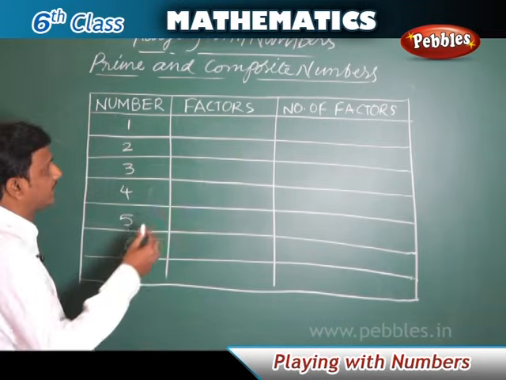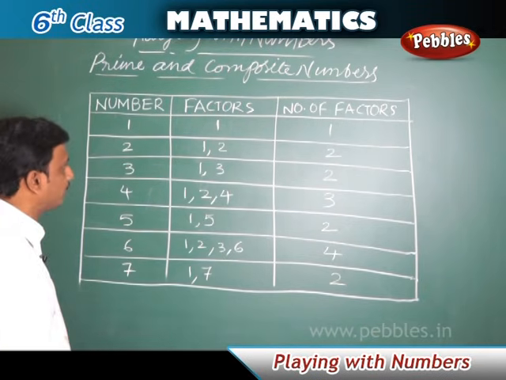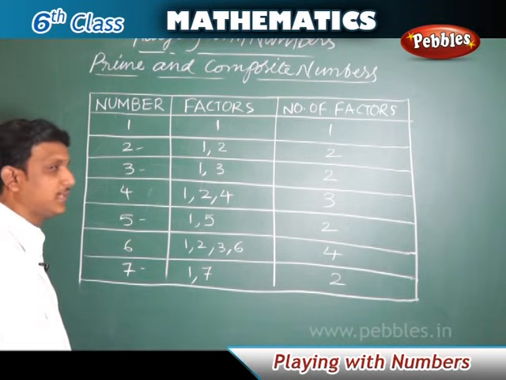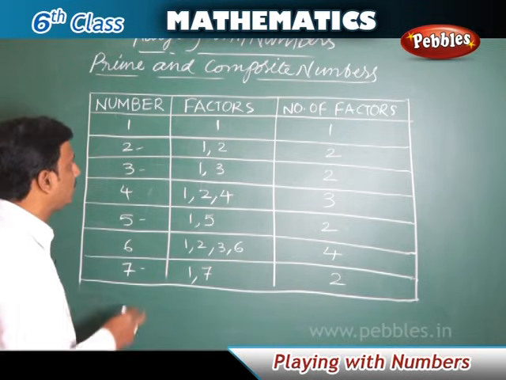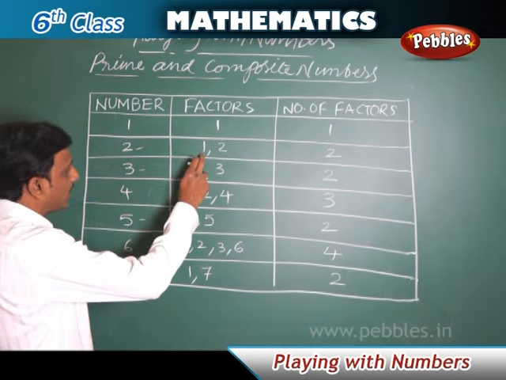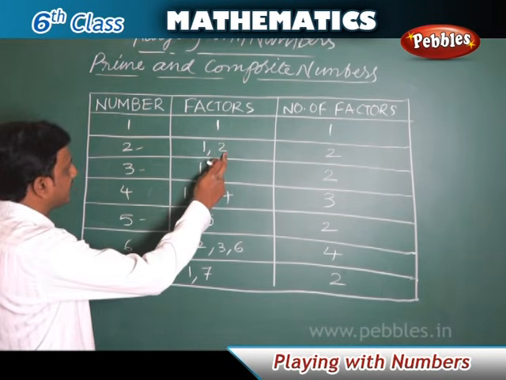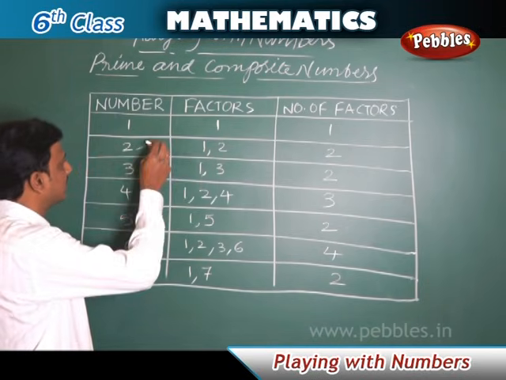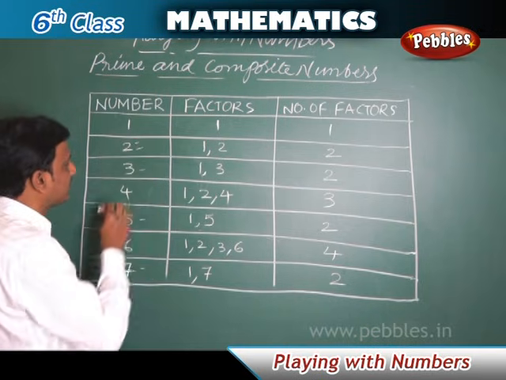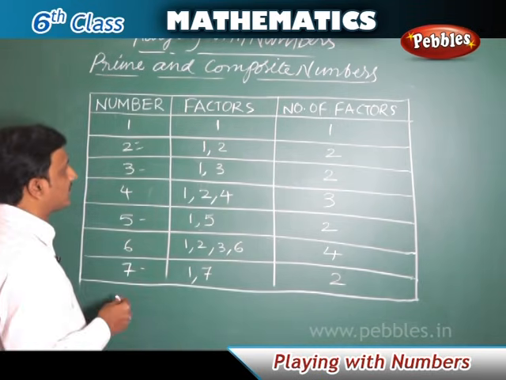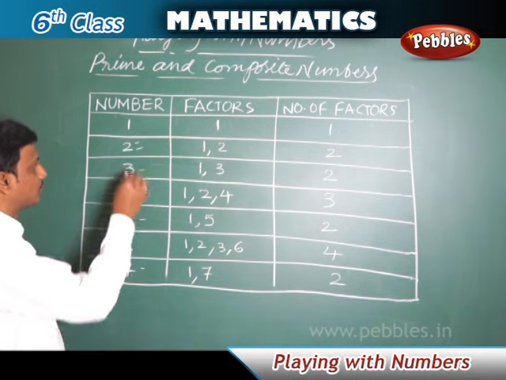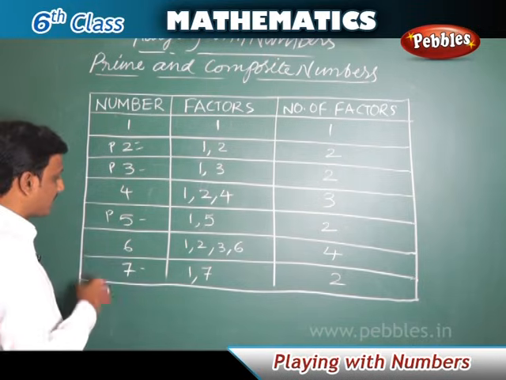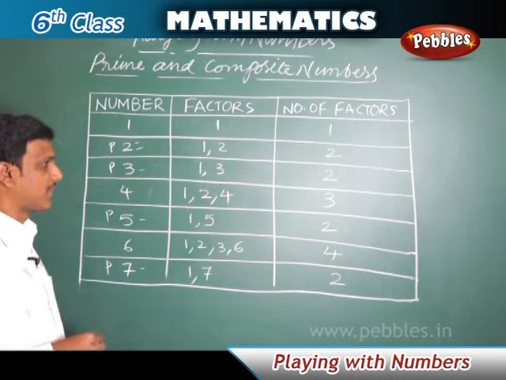Let us see prime and composite numbers. See here, if we observe this 2, 3, 5, 7, they have only 2 factors. So among these factors, they have 1 as a common factor and the second factor is the number itself. Say for example this is 2, it is having 1 and 2 itself as factors. So such numbers are called prime numbers. So 2 is a prime number, 3 is a prime number, 5 is a prime number, 7 is a prime number. So what is a prime number?